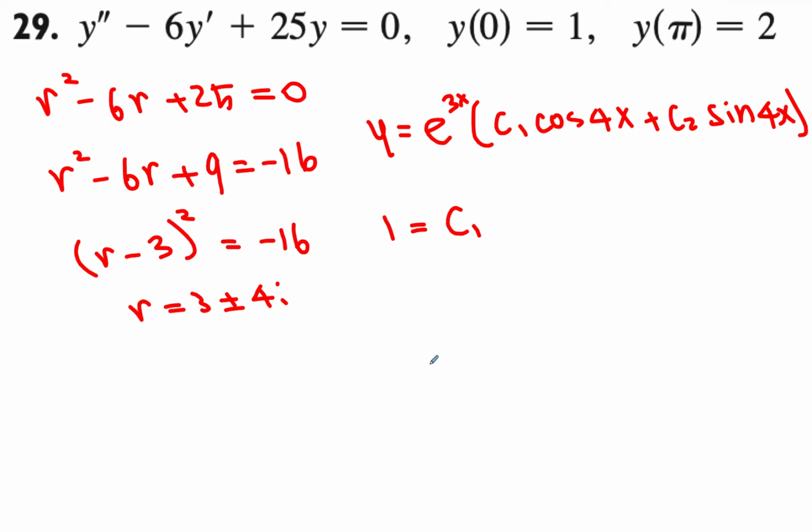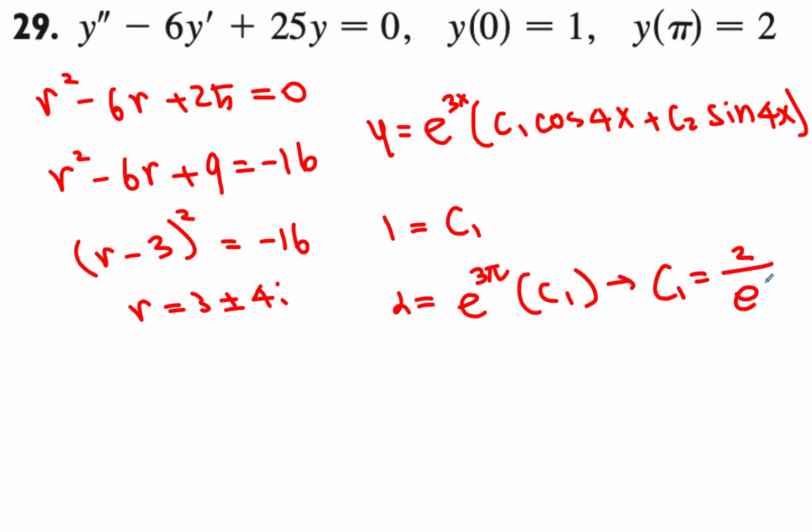But when I plug in pi, what do I get? 2 equals e to the 3 pi, and then cosine of 4 pi is equal to 1 again, so we have c sub 1, and sine of 4 pi is equal to 0. But this tells me that c sub 1 should be equal to 2 over e to the 3 pi. But wait a minute, can c sub 1 be two different numbers? That's not possible. So we have no solution here.